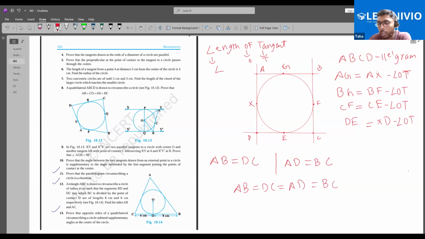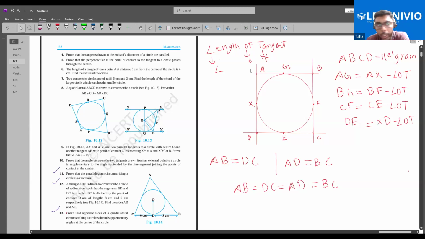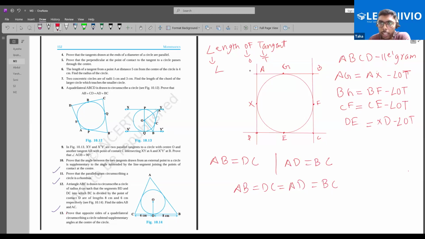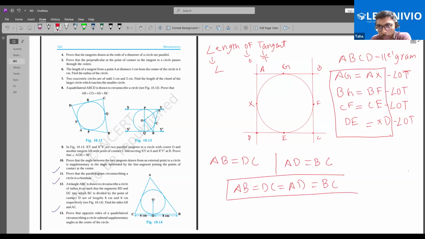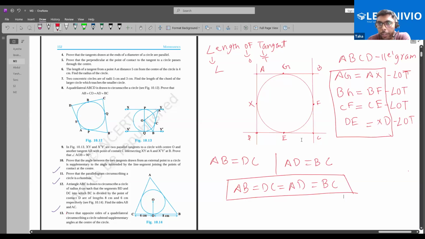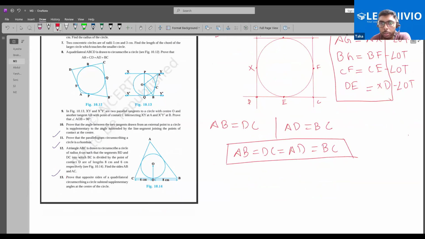Now we need to prove that AB equals DC equals AD equals BC. What is going to be a recurring theme in this is that we will be writing these lengths of tangent and using them to rearrange and prove our case. So let us add the given cases on this side, and let us rearrange the terms. AG plus BG plus CF plus DE is equal to AX plus BF plus CE plus XT.